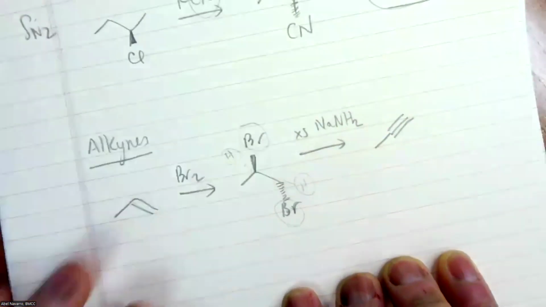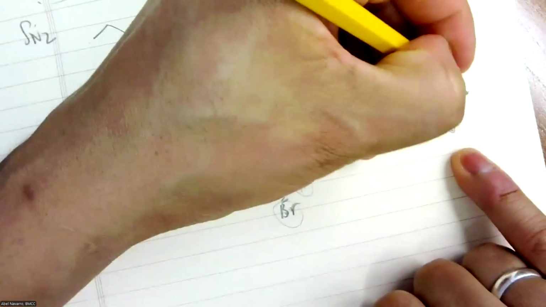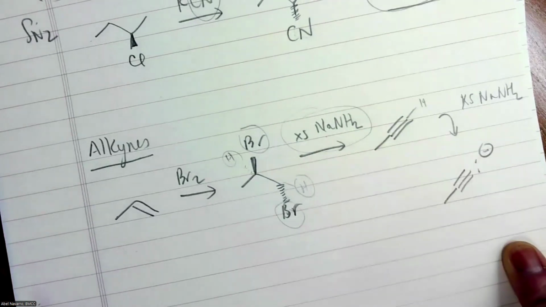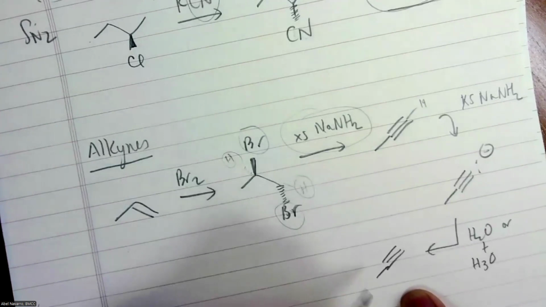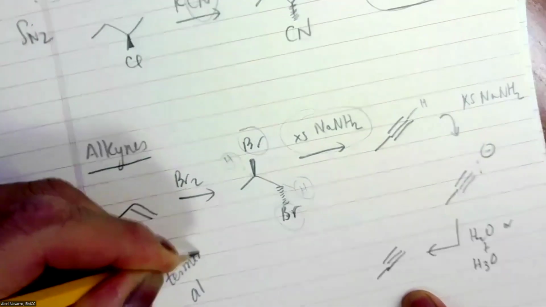So you will get this one. But since you have excess sodium amide, that hydrogen will also be deprotonated by the excess sodium amide. So you will end up having the alkynide. But you don't want the alkynide, you want the alkyne. So you have to close the cycle with either water or H3O+. Do I always have to do this? Yes, you have to do that if you are making a terminal alkyne.